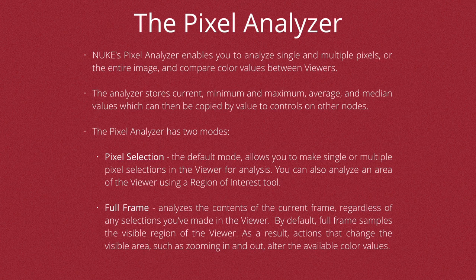By default, the full frame samples the visible region in the viewer. As a result, actions that change the viewer area, such as zooming in and out or just moving around, will alter the color values that the Pixel Analyzer is seeing.